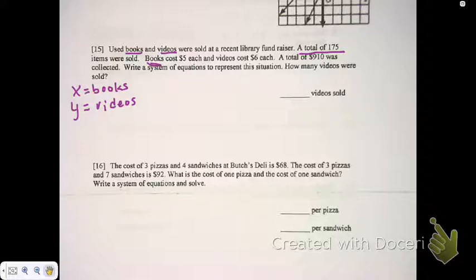So the first one we can write has to do with how many items are sold. So how many books were sold? Well, total we had 175. But do we know exactly how many books were sold? So X number of books, right? How many videos were sold? We don't know for sure, do we? So Y number of videos. But we know the total, if I add them together, is going to be 175 items. So there's my first equation. Okay?